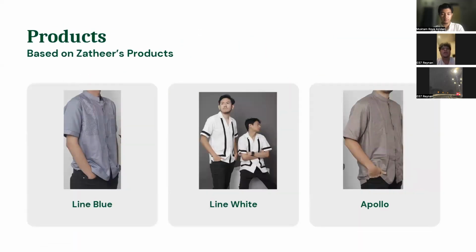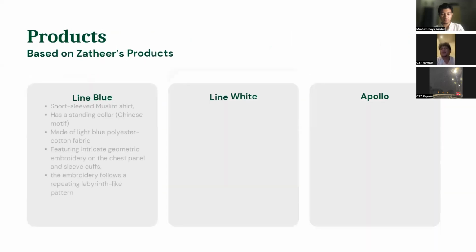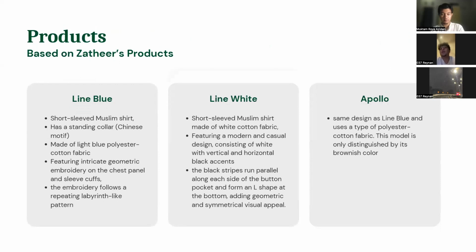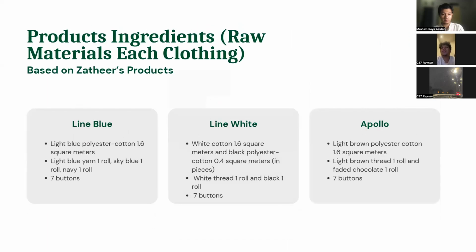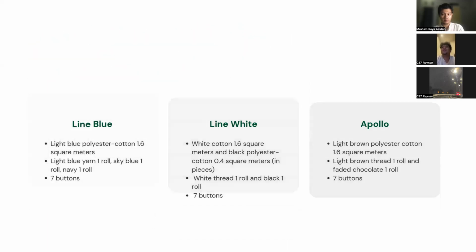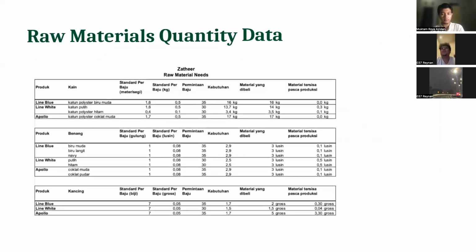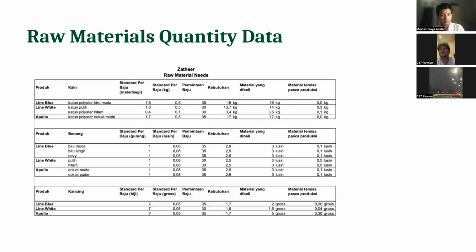And these are the products of Zatheer, the three main products, as you can see. And these are the details for each product. Next is going to be continued by Muktam.